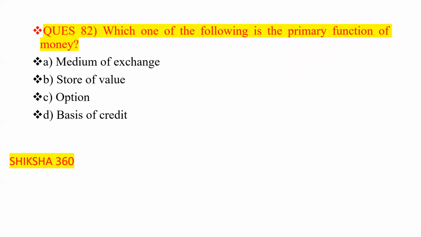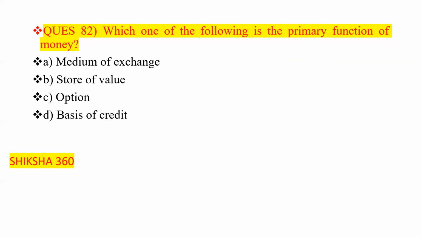Question number 82. What is the answer? Very, very easy question. Which one of the following is the primary function of money? The first one is the medium of exchange. Second one is the store of value. Third one is the option.